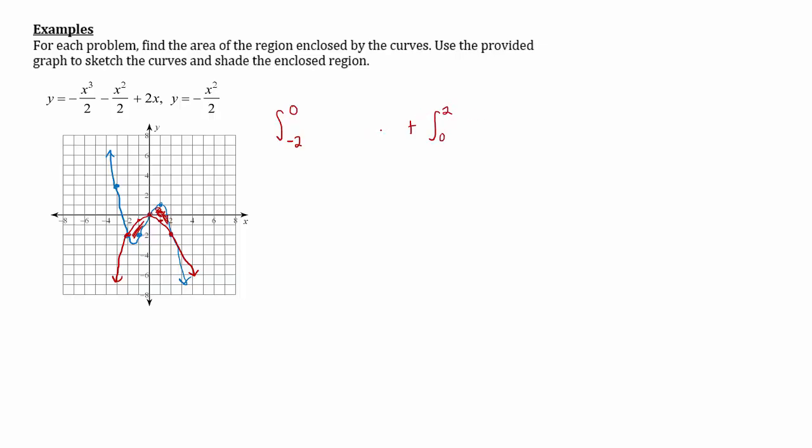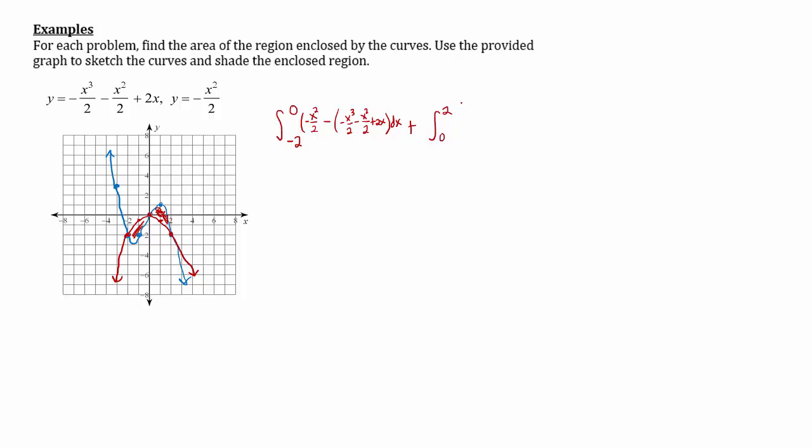And again, we're going to have to look at which function is on top and which function is on bottom. On the first section between -2 and 0, the parabola is on top, so it's going to go first, and then we're going to subtract our other function. You can actually just subtract and change the signs in your head before you write this down if you want to, and that would be fine.